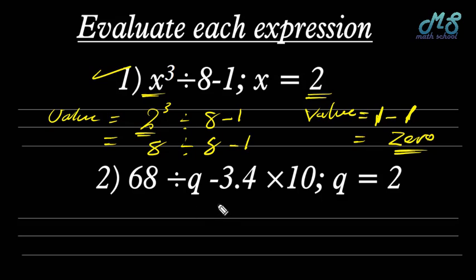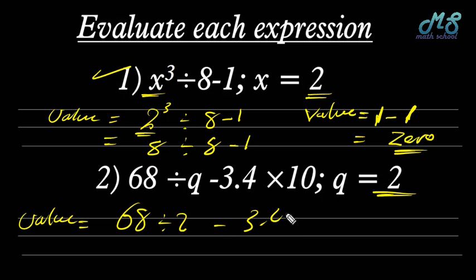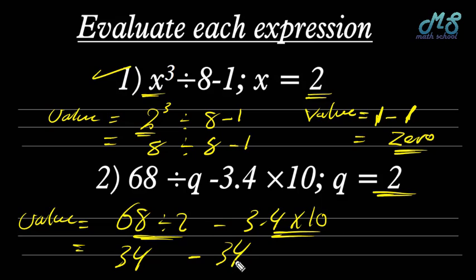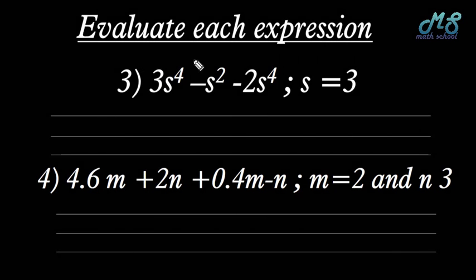Number 2, 68 divided by q minus 3.4 times 10, and q equals 2. Just substitute 2 for q. We get the value of the expression. We can write it as 68 divided by 2 minus 3.4 times 10. First, guys, 68 divided by 2 equals 34, minus, just move the decimal point to the right one decimal place. We will get a whole number. It will be 34. Now 34 minus 34 equals 0. Now the value of the expression 68 divided by q minus 3.4 times 10 when q equals 2 equals what, mister? Equals 0.